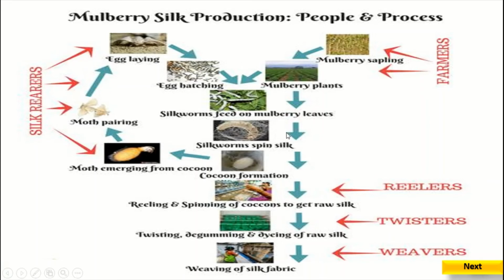The scientific name of mulberry is Morus alba. Let's go to the next. Who does reeling? Reelers. Who does spinning or twisting? Twisters. Who does weaving? Weavers.